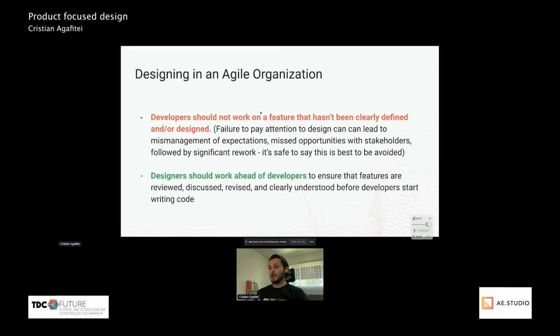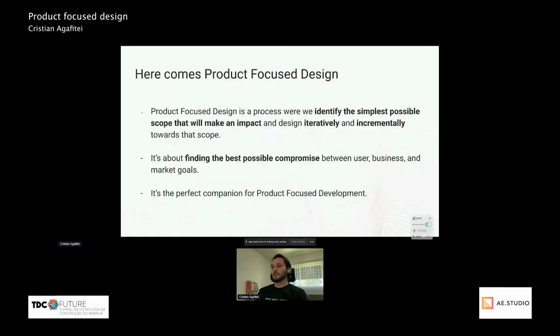So to solve this problem, we want to have designers working ahead of developers and make sure that the features are reviewed, discussed, and revised and clearly understood before developers start writing code. So here comes product focused design. Basically, product focused design is a process where we identify the simplest possible scope that will make an impact and design iteratively and incrementally towards that scope. And this applies to a project as a whole, but also to individual features, right?